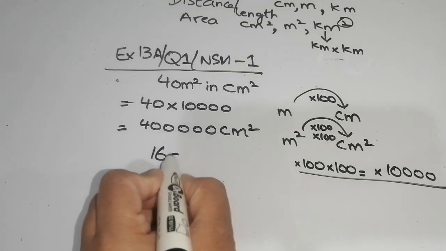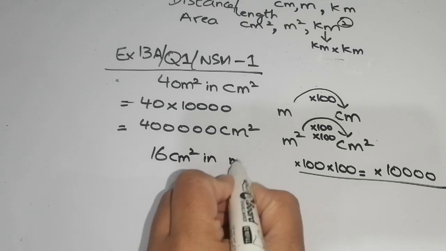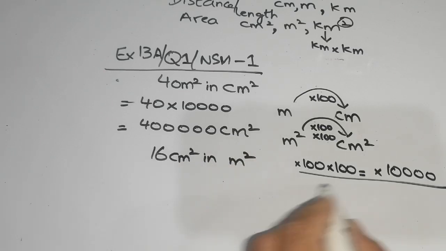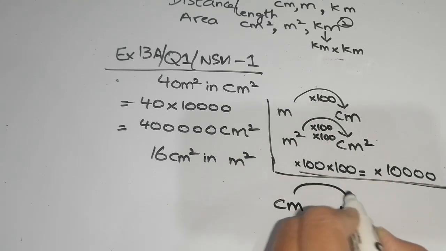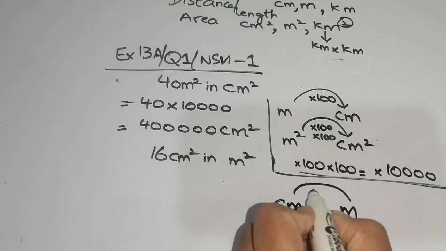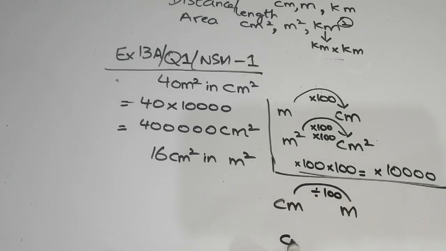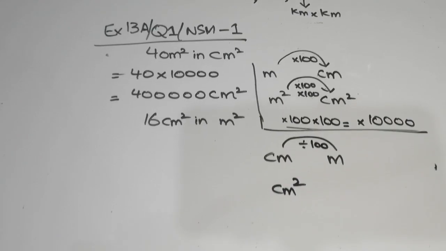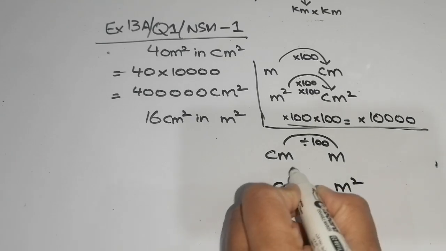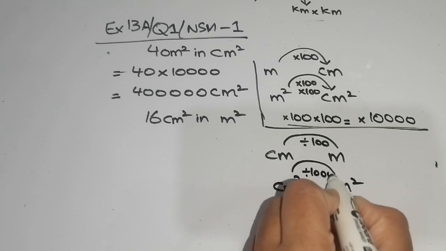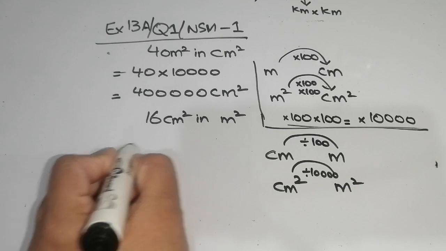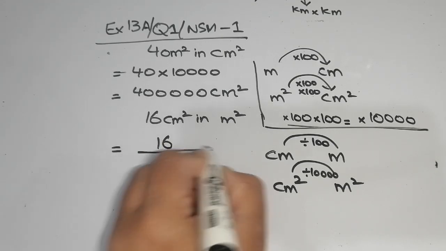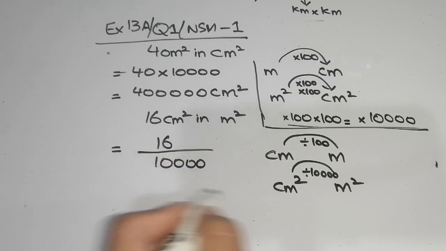B part says 16 centimeter square in meter square. So it's the other way around. Now we are converting centimeter to meter. We are going from a smaller unit to a bigger unit. We know that we need to divide by 100. Now I'm converting centimeter square to meter square, so I will divide by 10,000 as discussed earlier, dividing by 100 two times. So that becomes 10,000. So now the question is 16 divided by 10,000, 4 zeros.